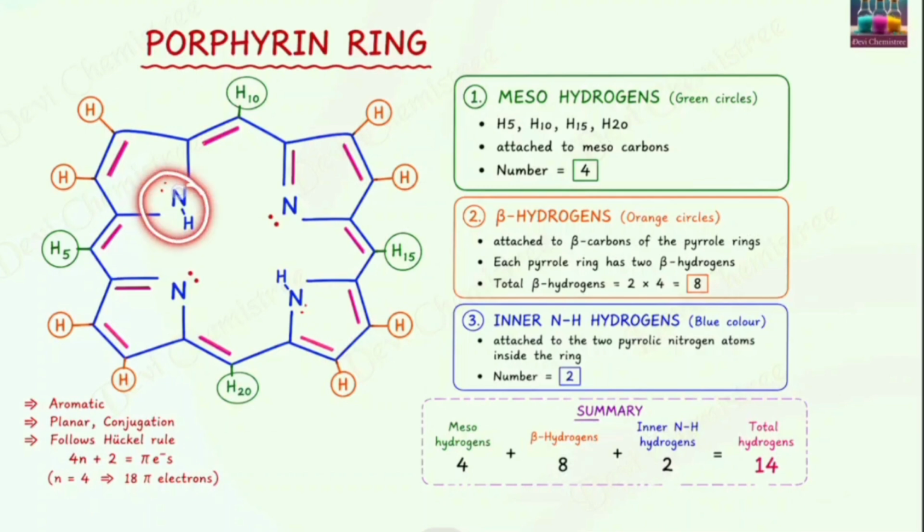The third type of hydrogen is the inner NH hydrogen, which is connected to the nitrogen atoms. 2 such inner NH hydrogens are present. So there are 3 types: meso hydrogen, beta pyrrolic hydrogen, and inner NH hydrogen. Altogether, there are 14 hydrogens in total: 4 meso hydrogens, 8 beta pyrrolic hydrogens, and 2 NH hydrogens. This classification is very important when we discuss NMR spectroscopy, because these different hydrogen environments will give rise to different signals. This is very important in proton NMR spectroscopy of porphyrins.